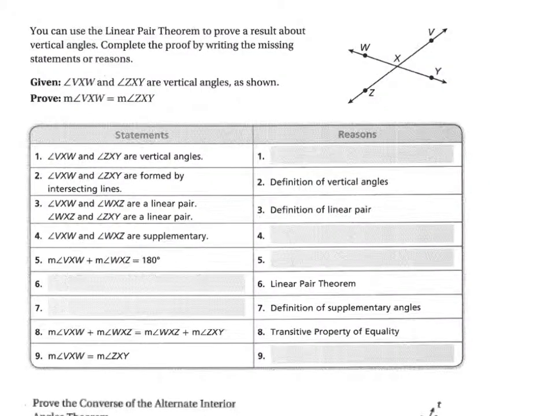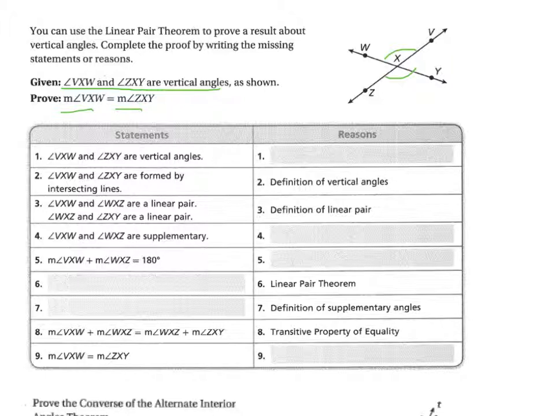Okay, right here, we're going to use the linear pair theorem that we just proved to prove a result about vertical angles. We are given that these two angles are vertical angles, VXW and ZXY. We're going to prove that the measures are the same. Now we know they are, but again, a proof is to explain how we know they are with proof.